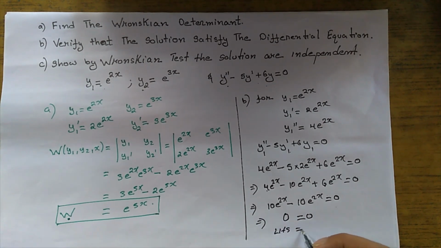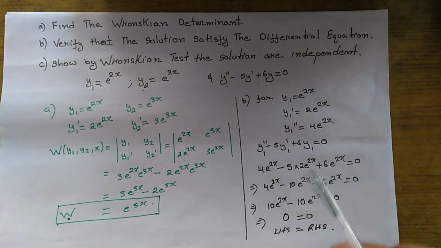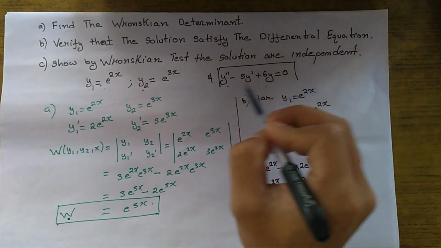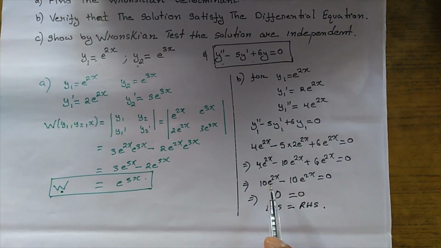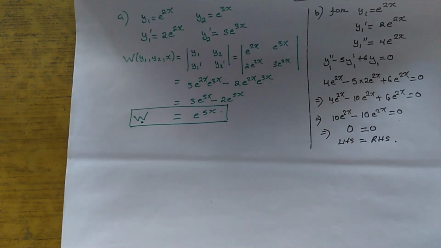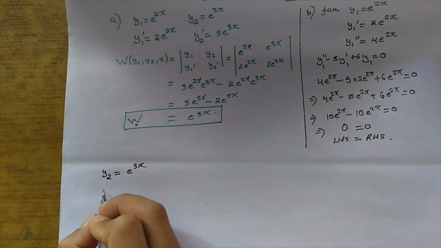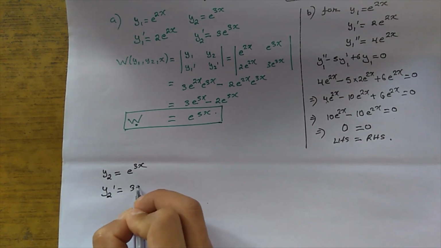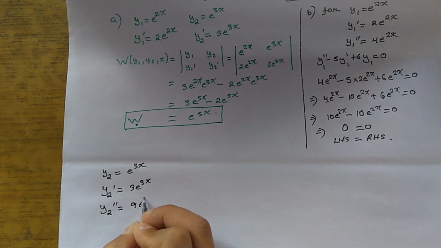Which means the left hand side is equal to the right hand side. So the given solution y1, e^(2x), satisfies the differential equation y double prime minus 5y prime plus 6y is equal to 0. The first solution y1 satisfies the differential equation because the left hand side is equal to the right hand side. Now let us check the second solution. We have y2 is equal to e^(3x), and for y2 we find that y2 prime is 3e^(3x) and y2 double prime is equal to 9e^(3x).